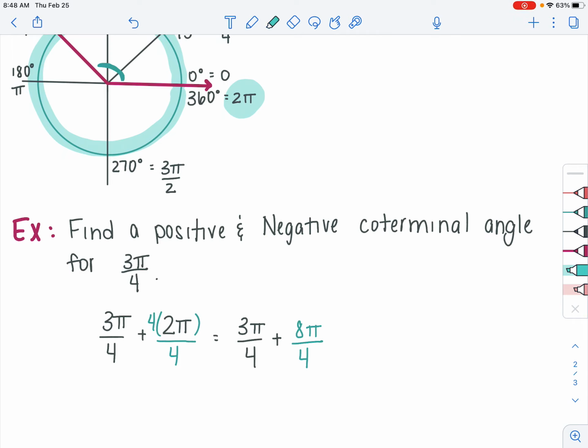I also can see 8 is twice as many as 4, and I knew I needed twice as many. I needed 2 pi. That fraction is going to simplify to be 2 pi. So I needed 8 pi over 4 in order to find the coterminal angle, and then I just add them together. So if I had 3 pi, I add 8 more pi. Now I have 11 pi's out of 4. So my positive coterminal angle is going to be 11 pi over 4.